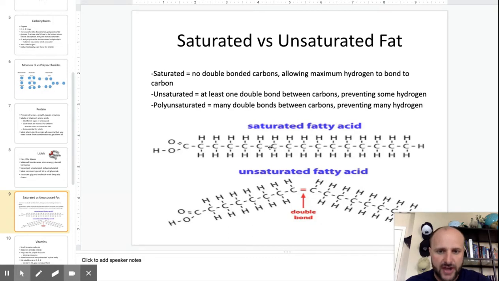It's a long chain of carbons with hydrogens all around it. Here's your glycerol molecule here with the oxygens. And you notice that it's full of hydrogens. You can't fit any more hydrogens on, and that's why it's saturated.